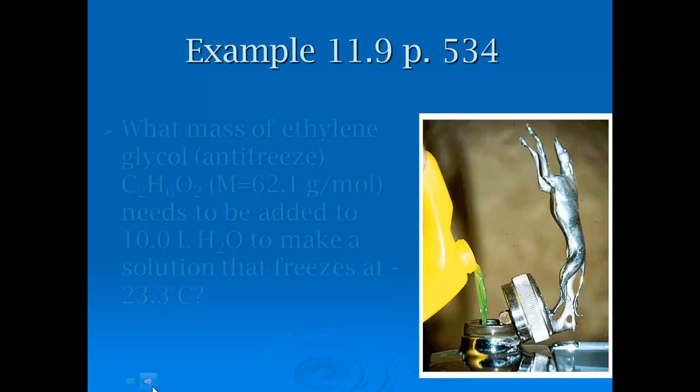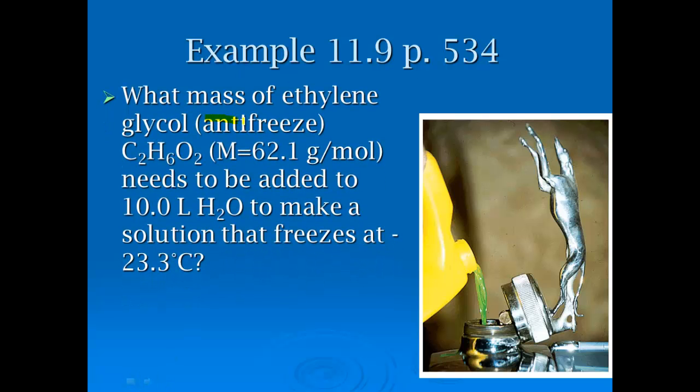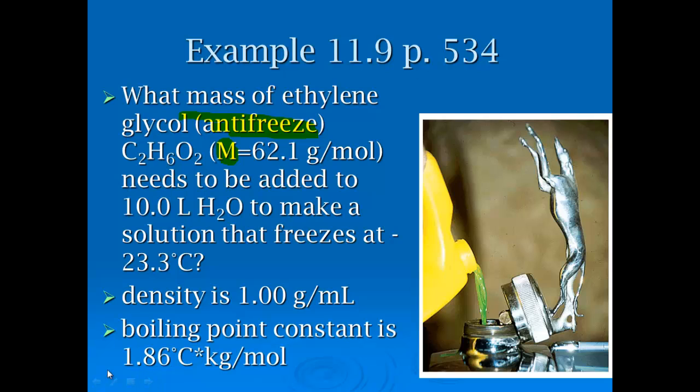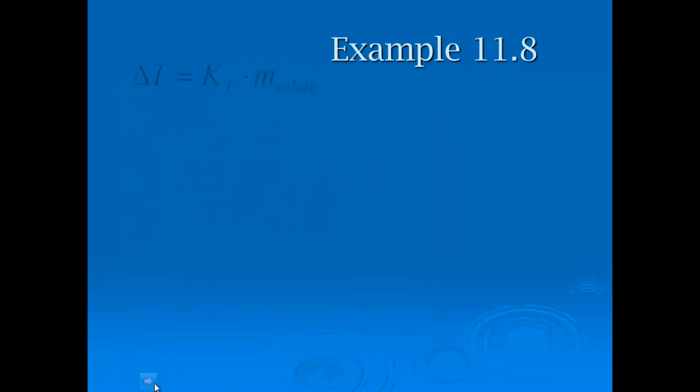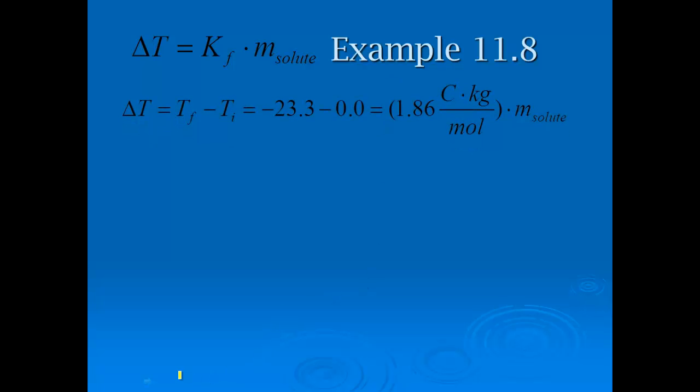One more example. You've got ethylene glycol as antifreeze. Here's our molar mass, 62.1. It needs to be added to make 10 liters of water freeze at a solution of negative 23.3. That's low. Obviously, antifreeze is important because it prevents our cars from freezing up. There's our density of water. Again, there's that constant of water, 1.86, the Kf. Plug and chug.